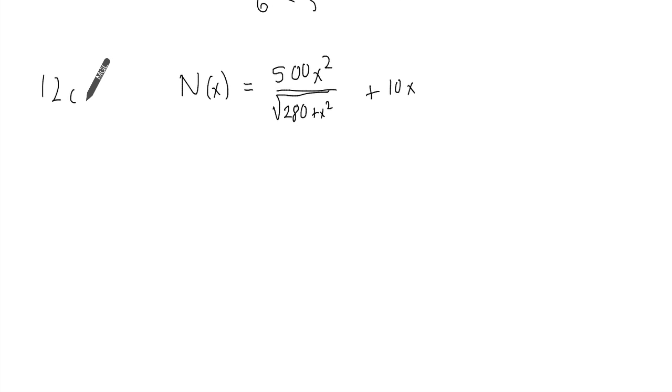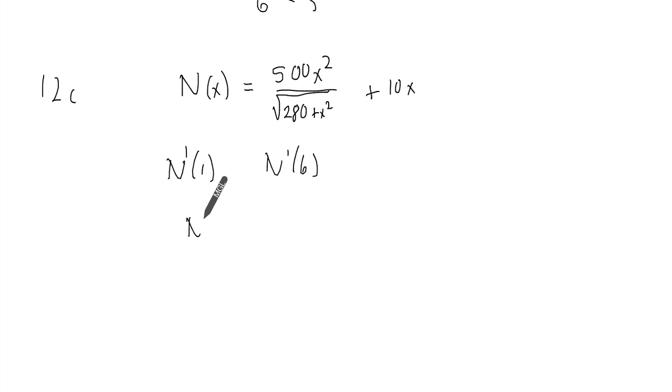Part C is where we actually have to use some calculus here, because it wants the rate of change of the predicted number of new customers at week 1 and week 6. So we need to figure out n prime of 1 and n prime of 6. So let's take that derivative.